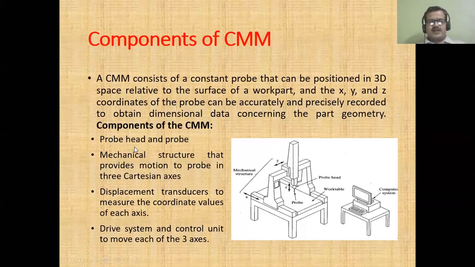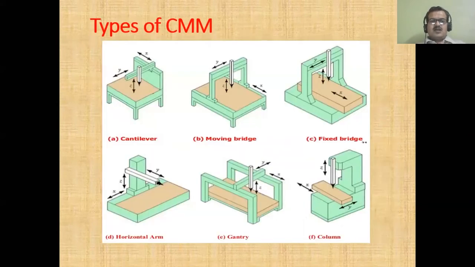Components are probe head and probe. We have already seen this probe and probe head. Mechanical structure also we have seen. Displacement transducers, basically these displacement transducers are used to convert the position of the part which we have sensed, and the drive system to drive the mechanical structure basically. Now you can see the types of CMM based on the mechanical structure.